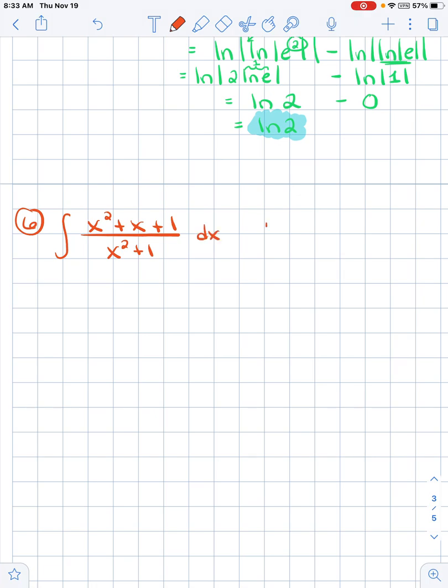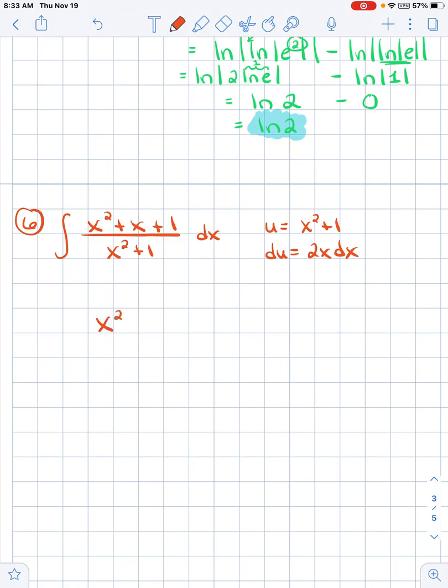If I let u equal the denominator, du is 2x dx. And there is no amount of constants I could multiply 2x by that will give me that numerator, x squared plus x plus 1. So instead, what we're going to do is long division. I know, you're excited about it. I'm going to divide the denominator into the numerator.